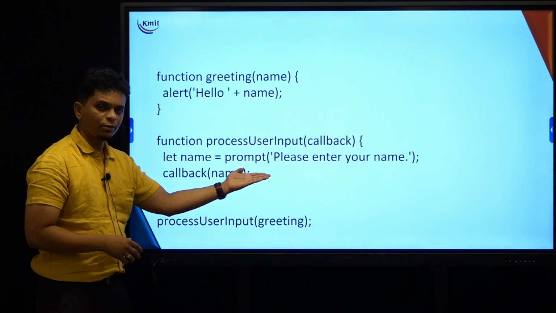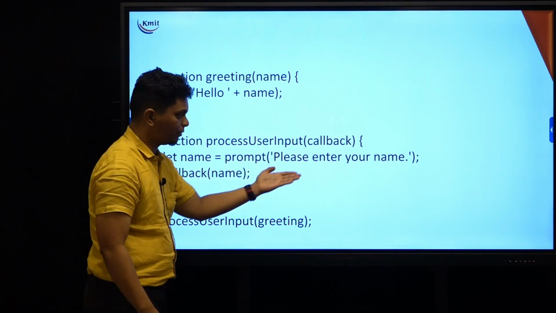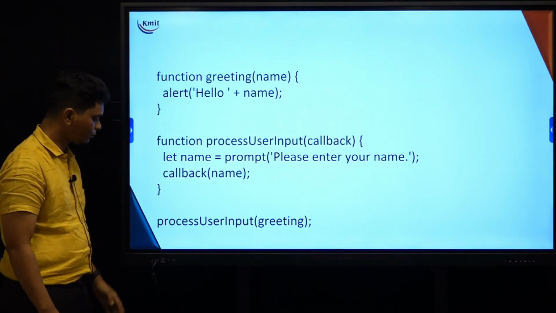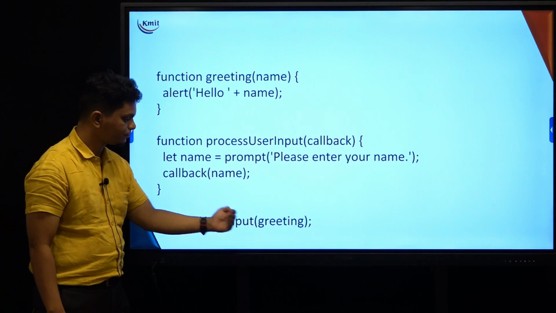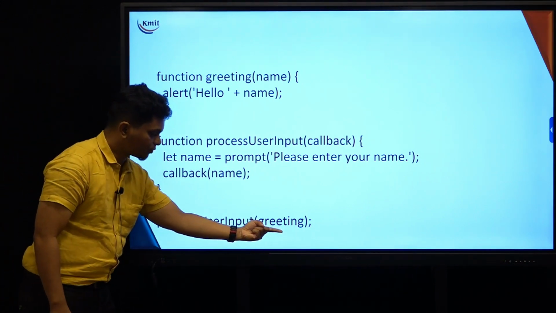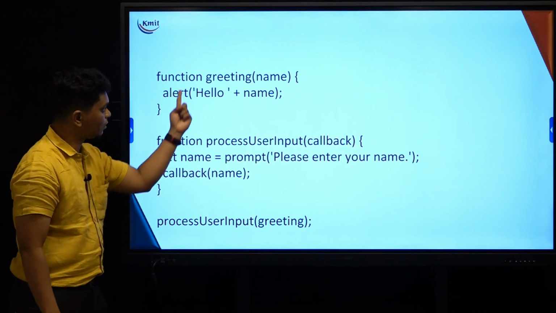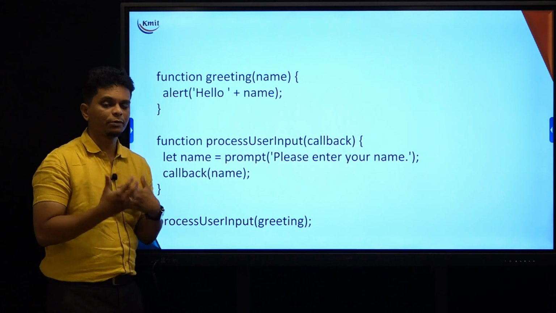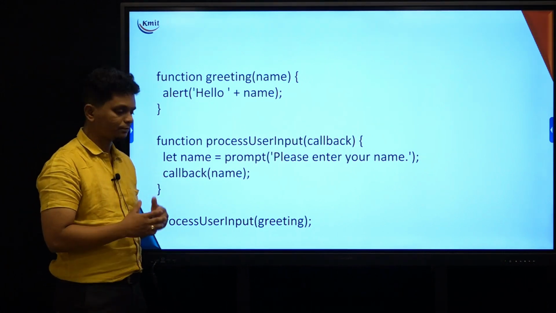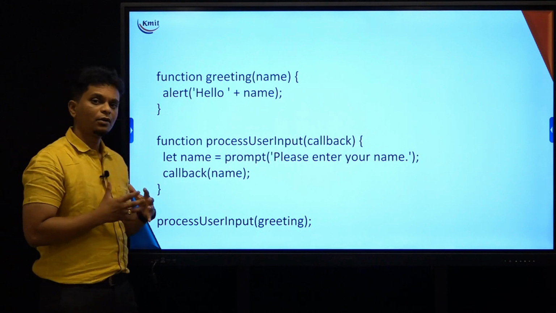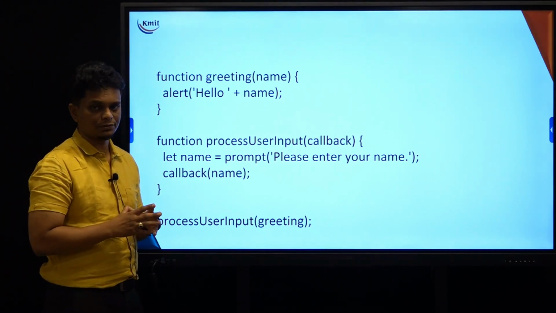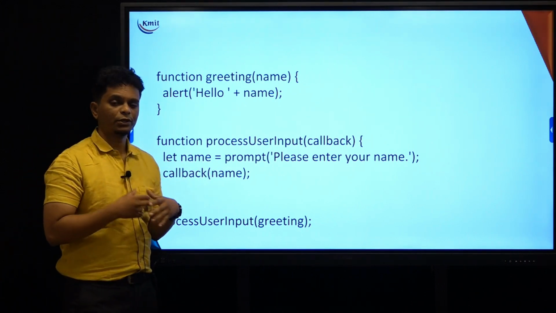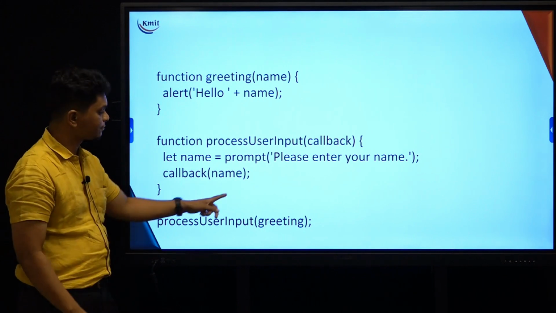Here I am taking a dynamic input using prompt, please enter your name, and I am passing name as a parameter to a callback calling function. So, processUserInput greeting, and if you observe, this is the callback function. The first function is a parameter to the second function. Okay, I'm keeping it very simple in order to understand better, but they have much more complex and larger applications, and when you practice during your lab, you will get to understand more about callbacks.